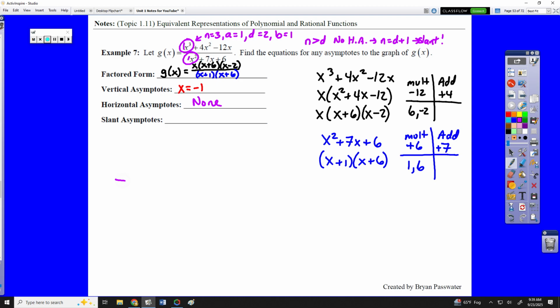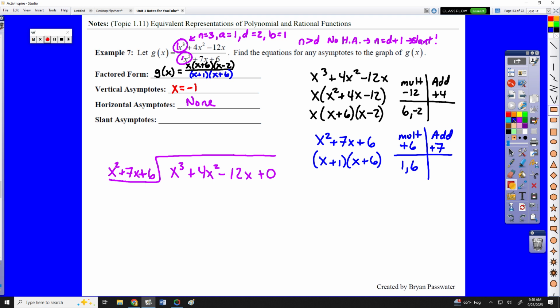For the slant asymptote, we need to carry out long division. So we have x cubed plus 4x squared minus 12x over x squared plus 7x plus 6. Now I often get asked, can't we just do the same thing with the reduced version? Yes, we can. It's not any easier to do. And this way we will have an example of dividing by a trinomial, which is something we don't do often.